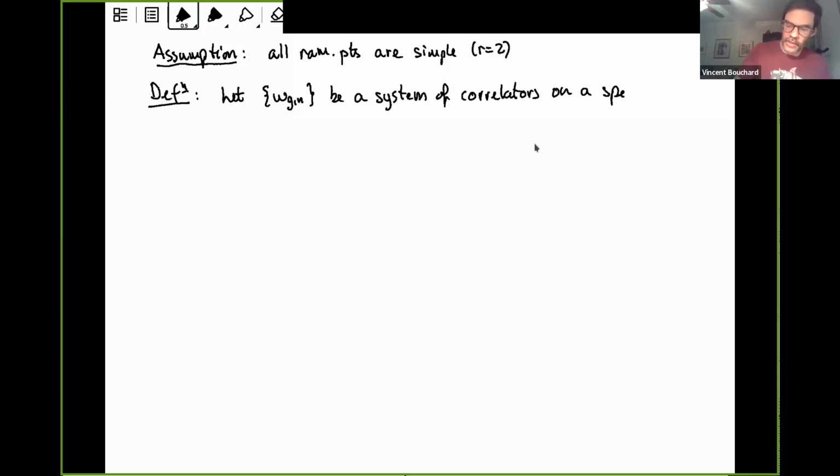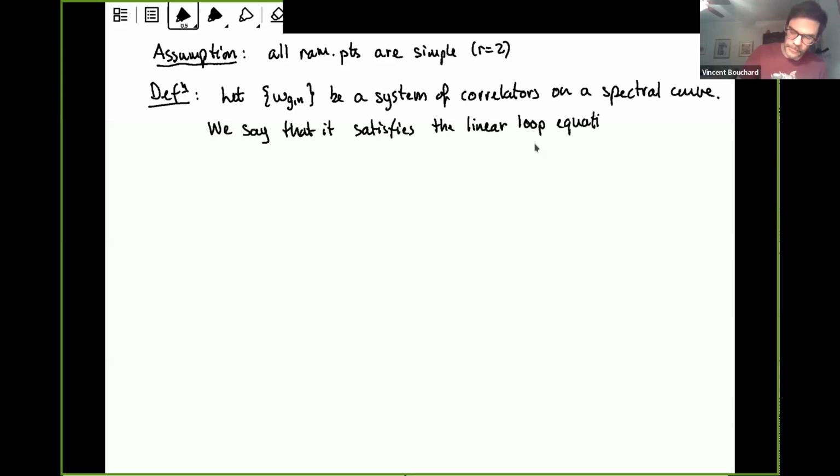In the context of matrix models, these would be the 1 over n expansion of the resolvent, but now thought of as differential forms living on a spectral curve, not just generating series for expectation values of traces of matrices. Okay, and then we say, so there's going to be 2 loop equations in these notes. So we say that it satisfies what's called the linear loop equation, if the following condition is satisfied.